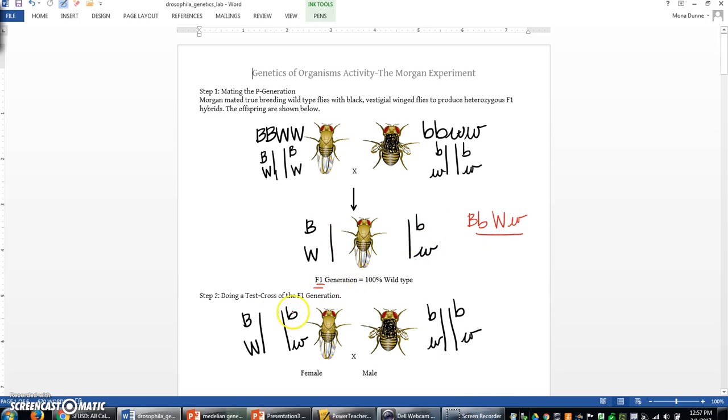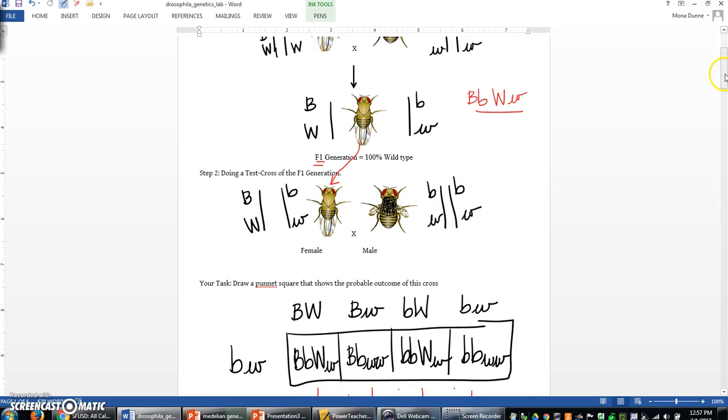We're going to take that fly and test cross it, and we always test cross with the recessive phenotype. These are this little guy's chromosomes right here. Let's say this is the female. When it comes time for her to make her eggs, she's not going to put both of these chromosomes into the egg, she's just going to put one. And as far as sperm goes, this fly is just going to put one of these chromosomes, and they're both the same. So in his sperm, there's going to be a little b and a little w passed on. He really doesn't have any other option.